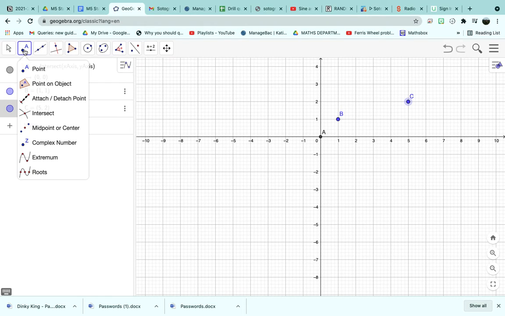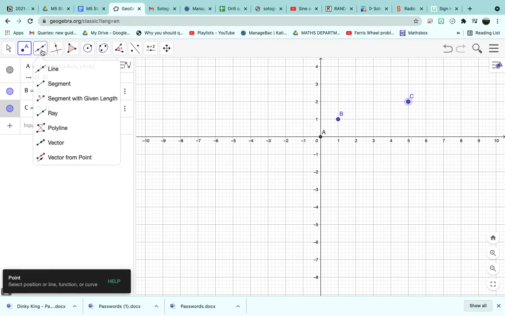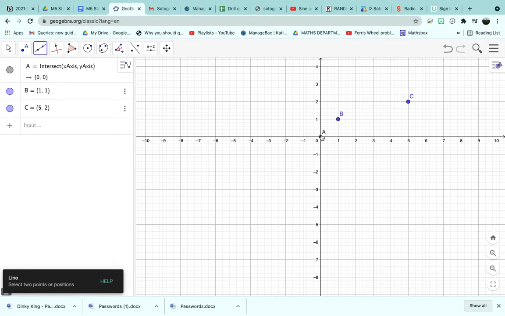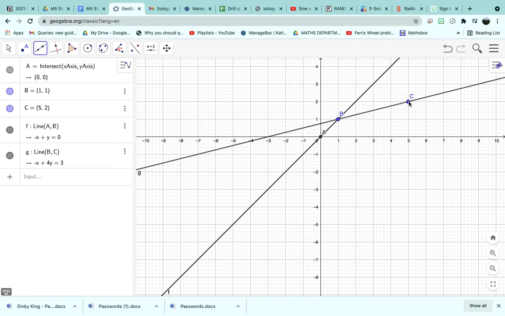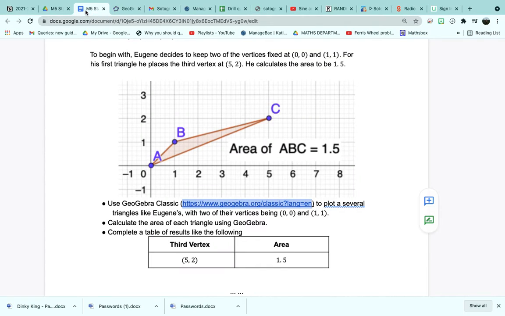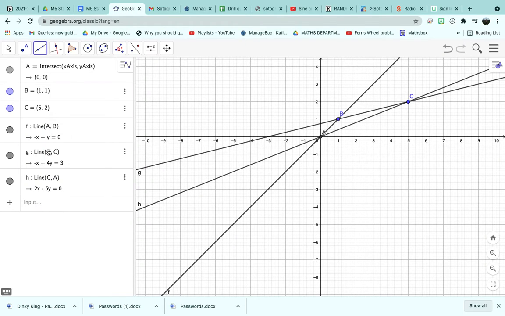We now need to join them with a line. So this is a line. We point A and then to B, and then we point B to C, and then C to A. And then we need to calculate the area. GeoGebra is really clever and it will actually work out the area for us.